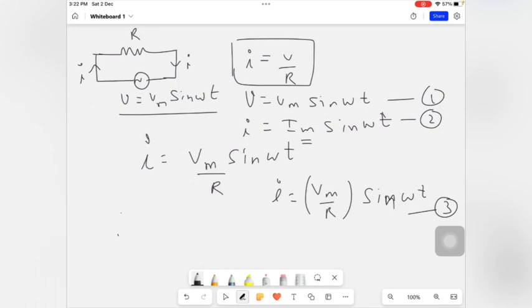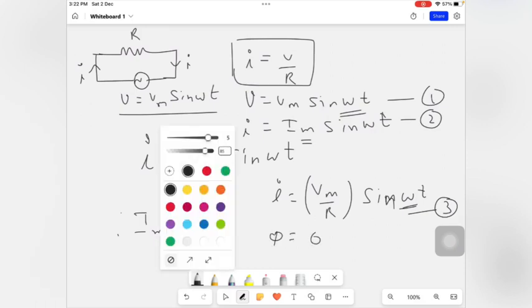Comparing equations 2 and 3, what is Im? Im is equal to Vm by R. You can also compare the phase angle, omega t, of the current and the voltage; both have omega t. So automatically the phase angle phi is equal to 0.